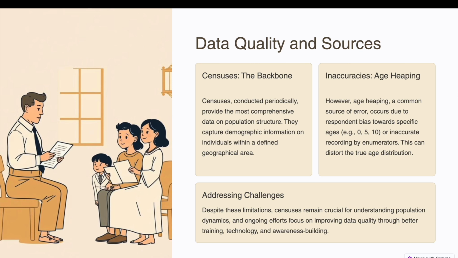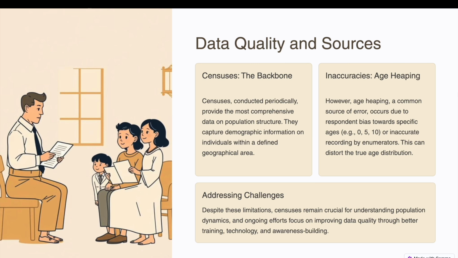Why does this happen? Two main reasons. Mindset of respondents. Some people think of digits like 5 and 10 as good or lucky numbers, so they round off their age to these. Recording errors. In some cases, enumerators might unintentionally record data inaccurately, especially if the respondent doesn't clearly remember their exact age.